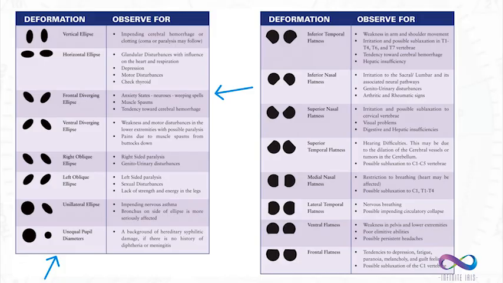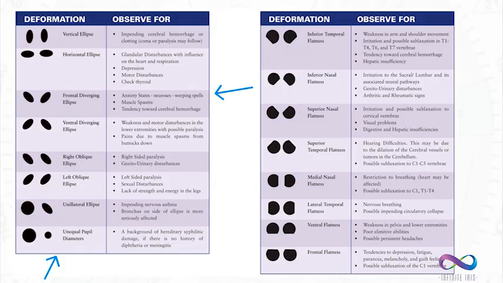The first one is the vertical ellipse. These people tend to have impending cerebral hemorrhage or clotting. They may be going to have a coma or paralysis. The horizontal ellipse shows glandular disturbances, tendency for depression, motor disturbances, and you want to check the thyroid. The frontal diverging ellipse: tendencies for anxiety and stress, weeping spells, muscle spasms, tendencies towards cerebral hemorrhage.